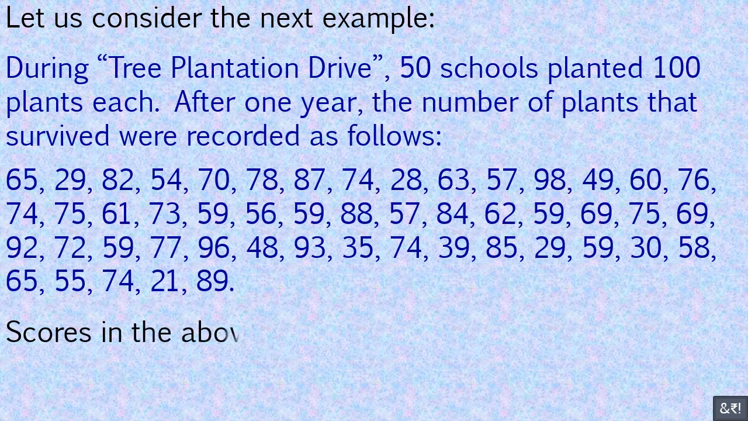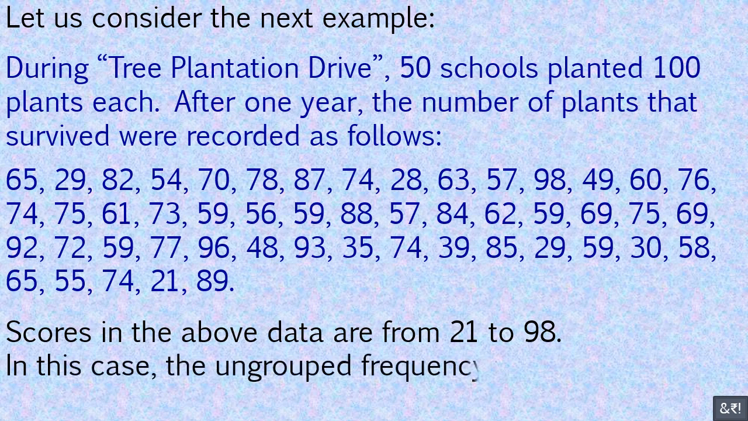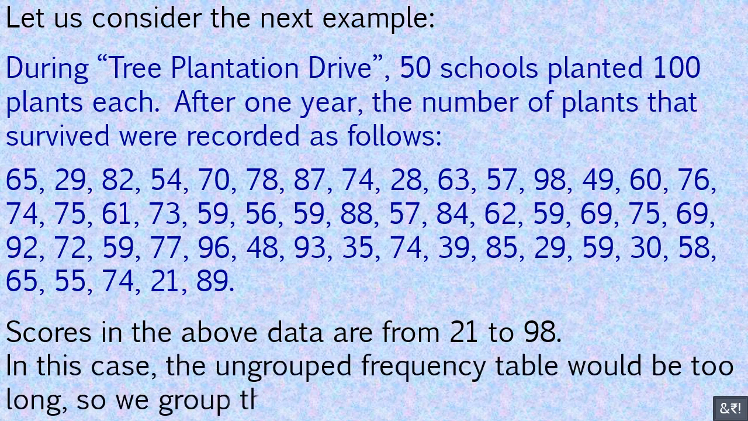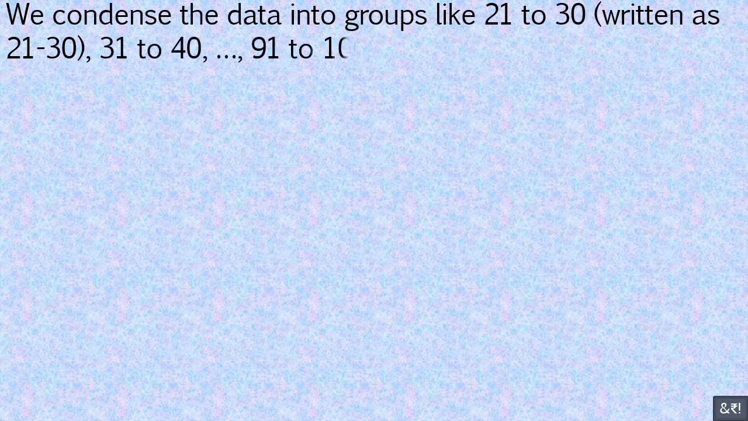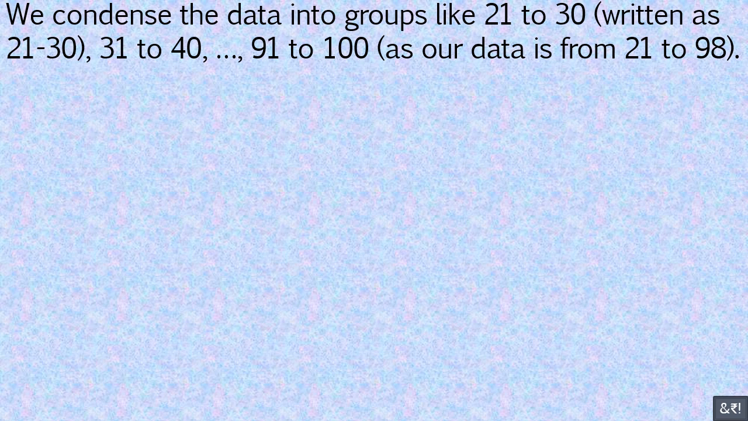Scores in the above data are from 21 to 98. In this case, the ungrouped frequency table would be too long, so we group the scores. We condense the data into groups like 21 to 30, written as 21-30, 31 to 40, etc., up to 91 to 100, as our data is from 21 to 98.